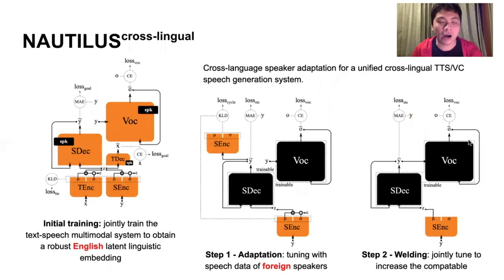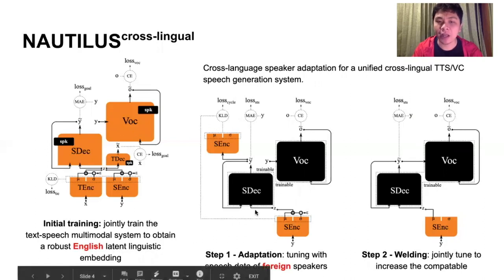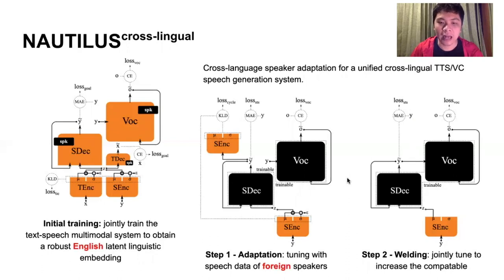Now I will describe our system. It's the extended version of our robust system for voice cloning. For this system, we first need to train a robust English latent linguistic embedding by training what we call a text-speech multimodal system using multi-speaker data from multiple speakers. Given a well-trained latent linguistic embedding, we can use it to adapt to speakers who didn't speak English in the adaptation step.